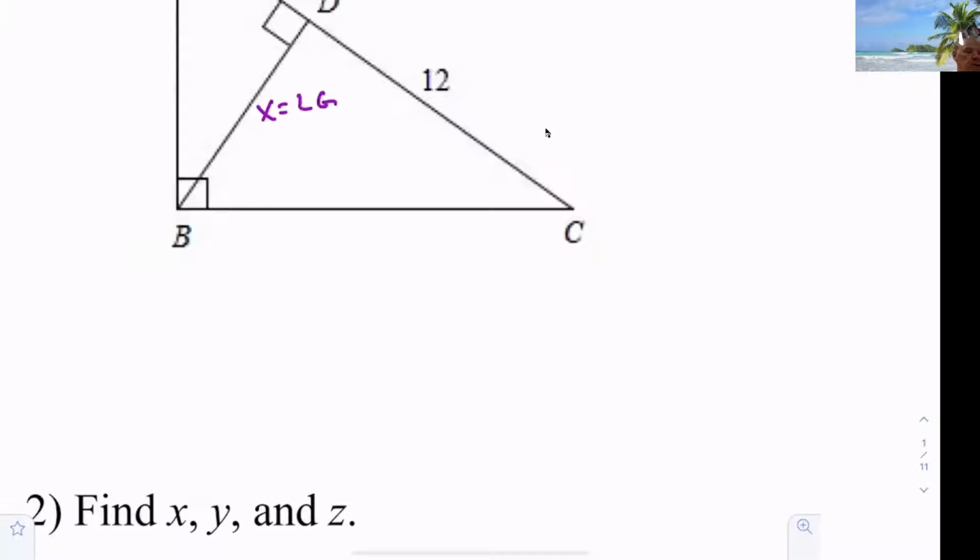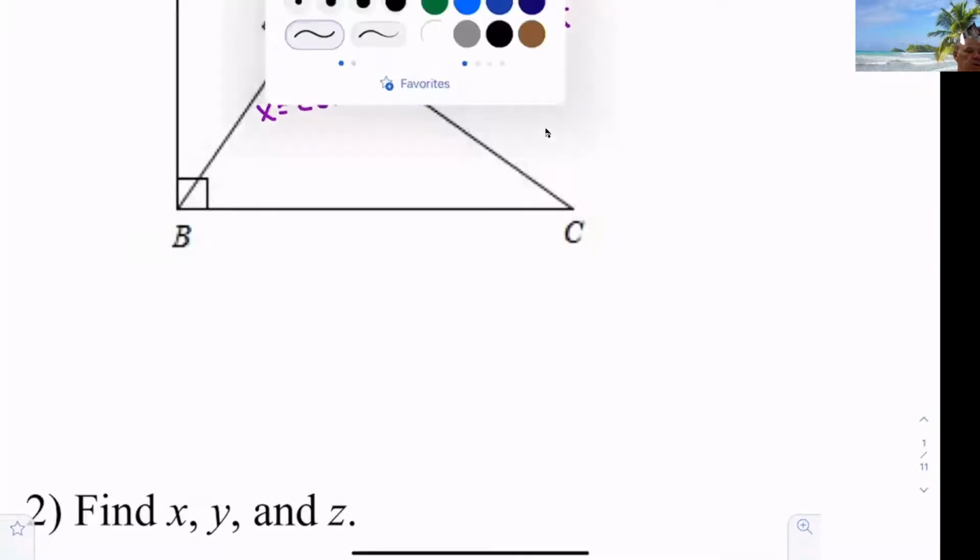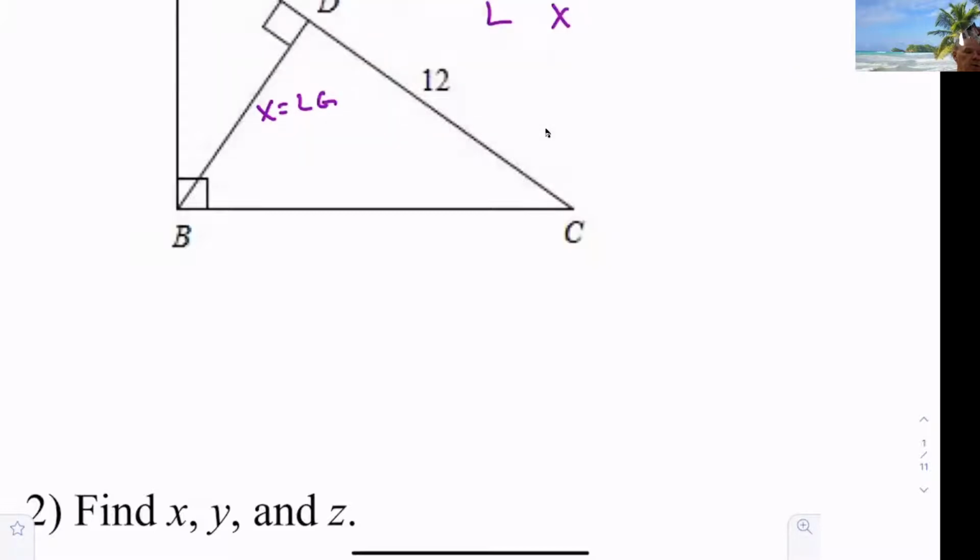So now I just put 6 over x. So this was small to large. Then I look at the other triangle. This is the large.